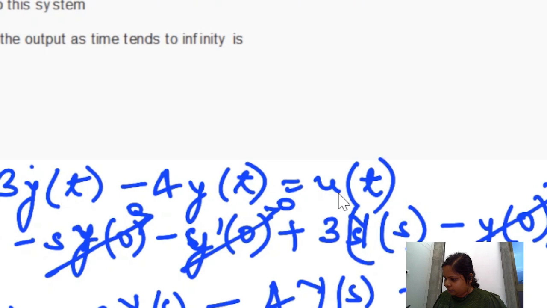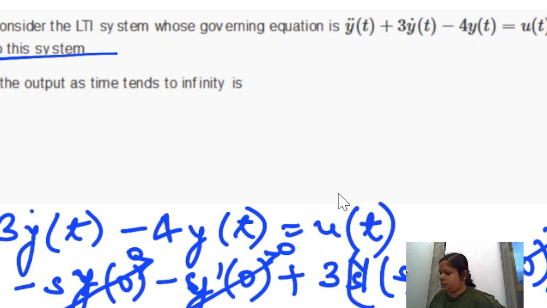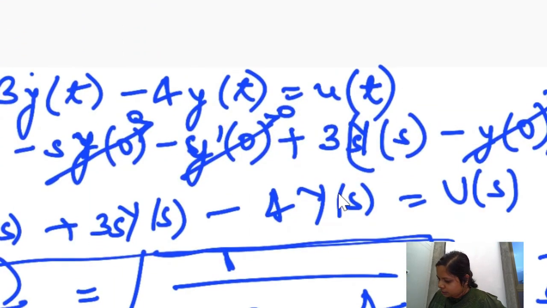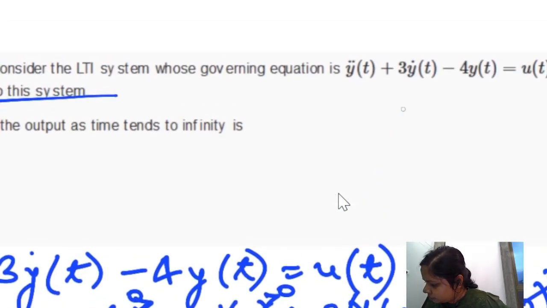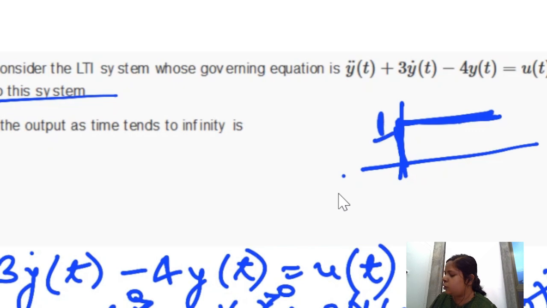Just one thing I have missed here. In the question it was given that a unit step is the input to the system. Unit step is the input means this U(s) becomes 1 upon s. Do you understand? This is called the unit step. Before t is equal to 0 it is 0, and after t is equal to 0 it is constant at a value of 1. That is why it is a unit step.